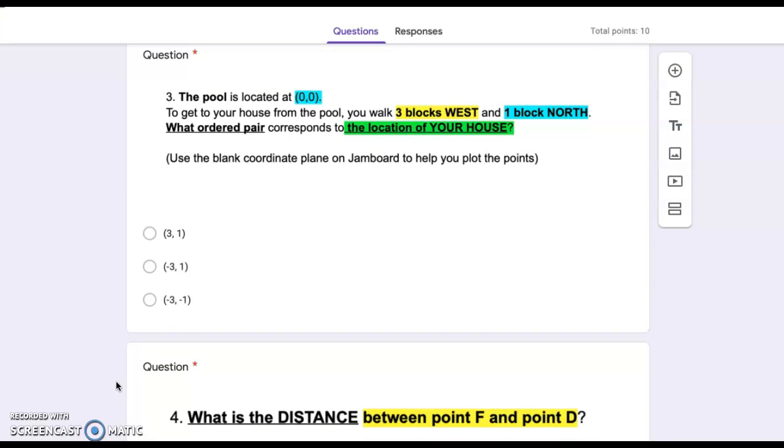Number 3, the pool is located at 0, 0. To get to your house from the pool, you walk 3 blocks west and 1 block north. What ordered pair corresponds to the location of your house? Use the blank coordinate plane on the Jamboard to help you plot the points. So you should have that opened up in another tab.